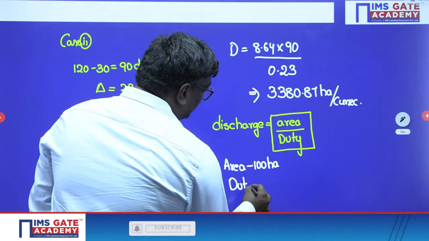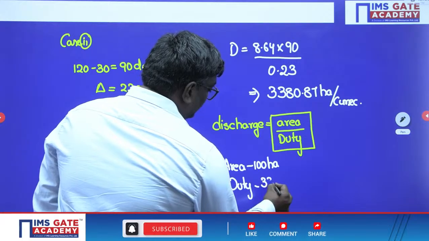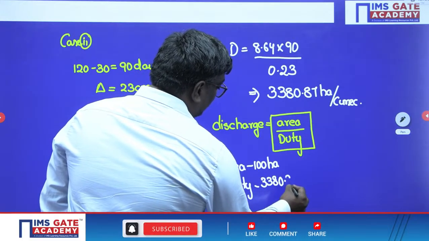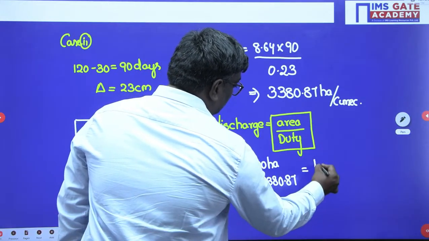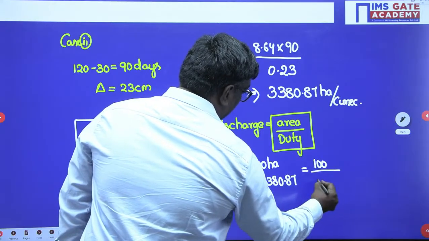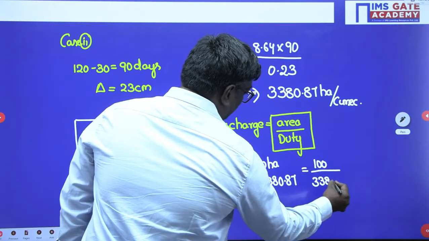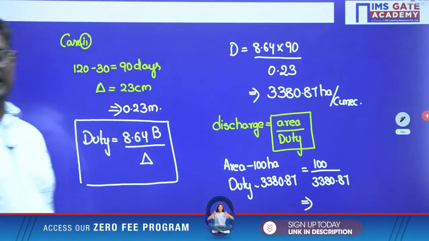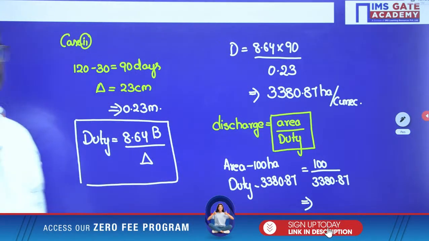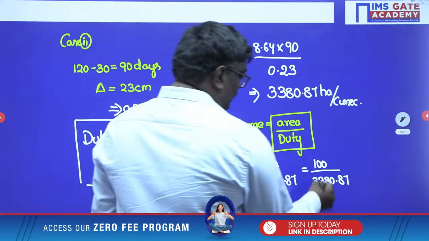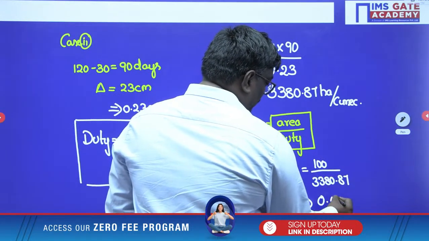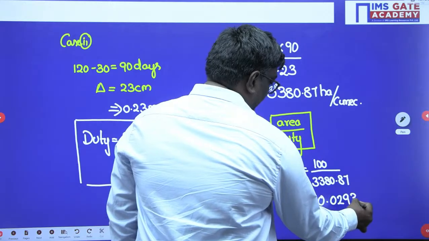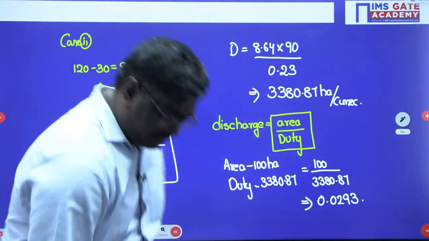Duty is nothing but 3380.87. So when I do this, 100 divided by 3380.87, what will be the discharge, sir? Discharge will be equal to, if you solve this, 0.0293.